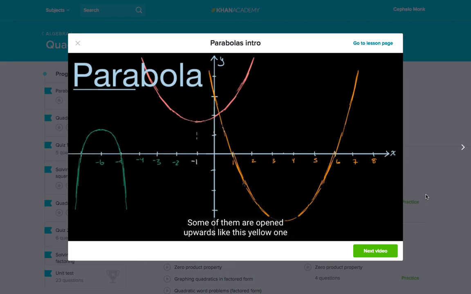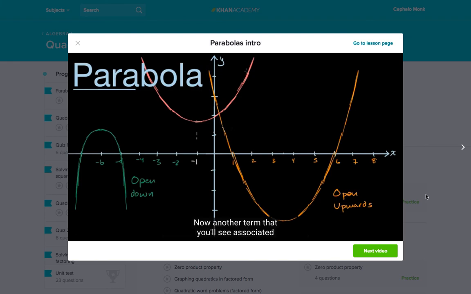Some of them are open upwards, like this yellow one and this pink one, and some of them are open downwards. And you will hear people say things like open downwards, or open down, or open upwards. So it's good to know what they're talking about. And it's hopefully fairly self-explanatory. Open upwards, the parabola is open towards the top of our graph paper. Here it's open towards the bottom of our graph paper. This looks like a right side up U. This looks like an upside down U right up here. This pink one would be open upwards.